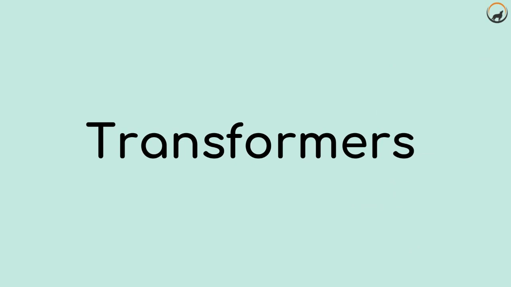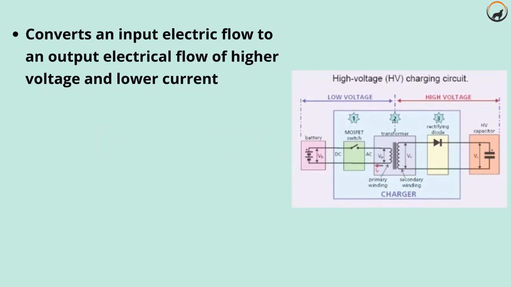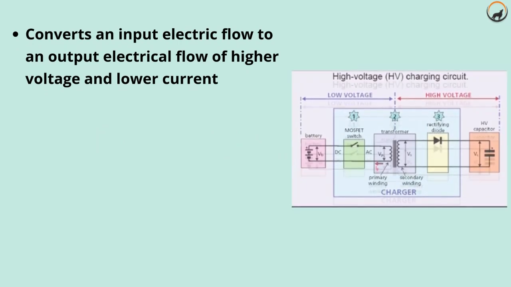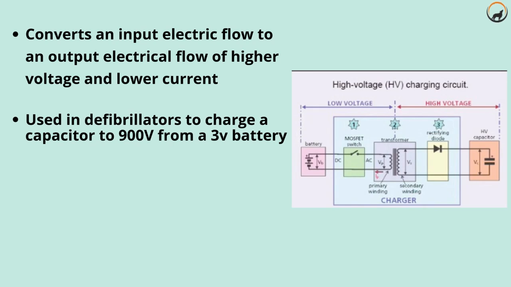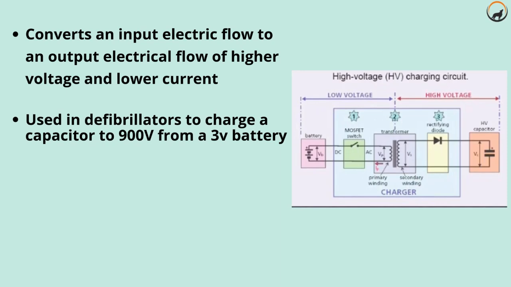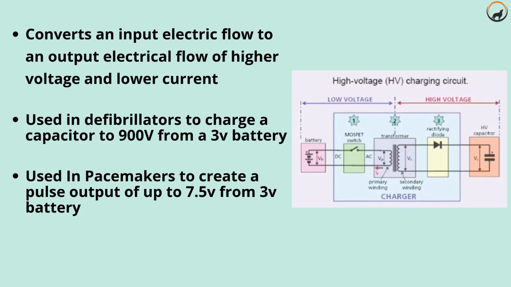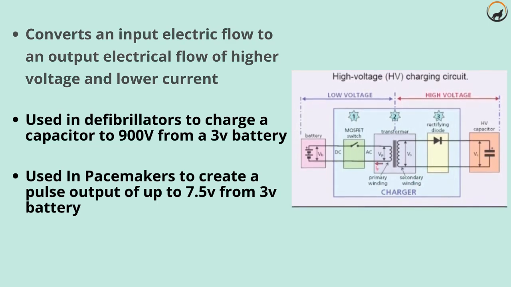The last in our list of basic circuit components is the transformer. It converts an input electrical flow to an output electrical flow of higher voltage and lower current. It is used in defibrillators to charge a capacitor to 900 volts from a 300-volt battery, and in pacemakers to create a pulse output of up to 7.5 volts from a 3-volt battery.